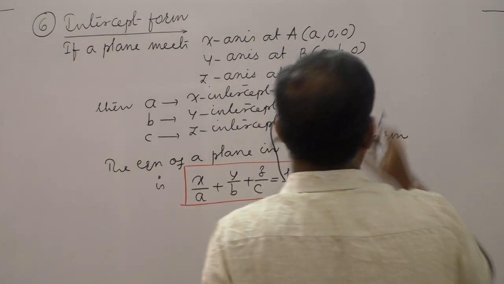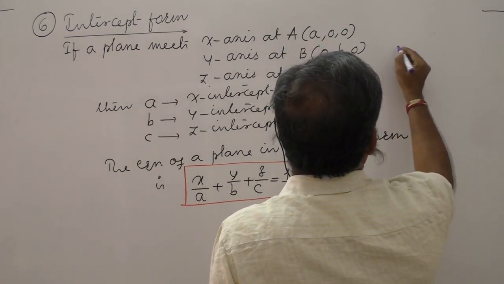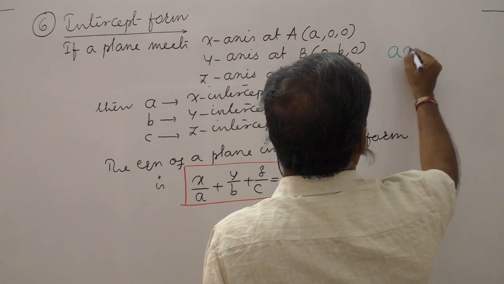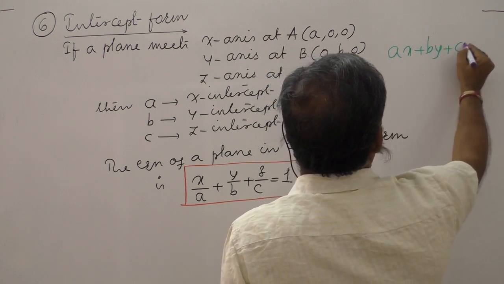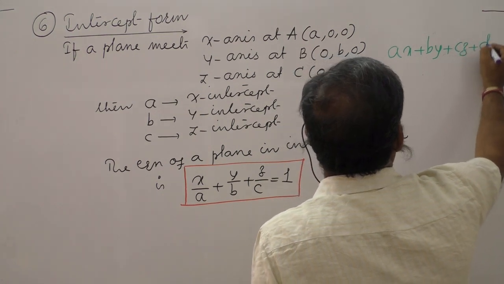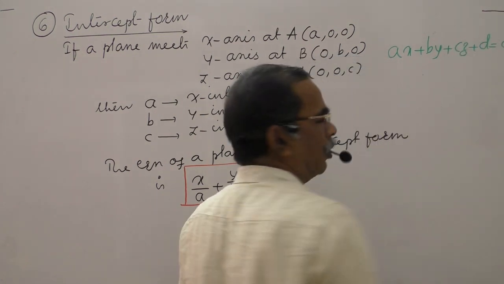Okay, next, generally a plane will be given in general form, no? What is the general form of a plane? ax plus by plus cz plus d equal to 0.